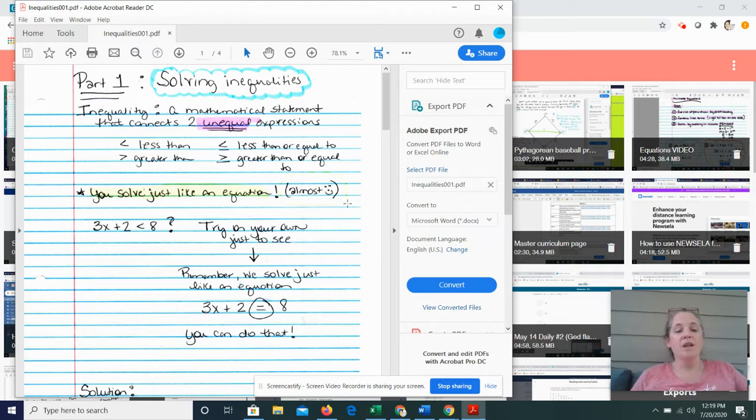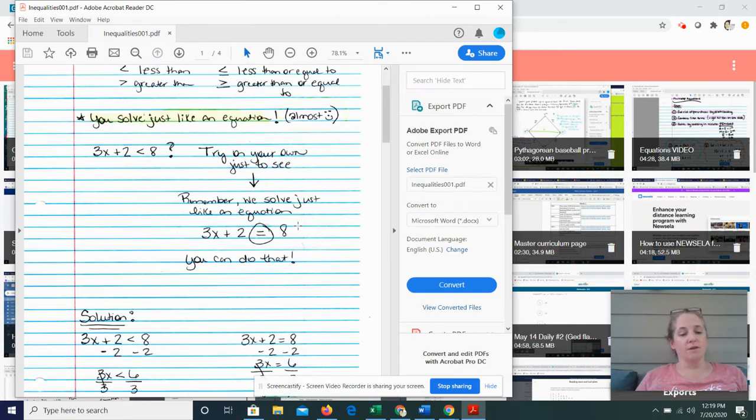But so here's an inequality. 3x plus 2 is less than 8. Since you know that you can solve that just like an equation, I want you to pause this video, try to work that, and then come back and you'll see how we did it. Because y'all can do this. You can do a 2-step equation.